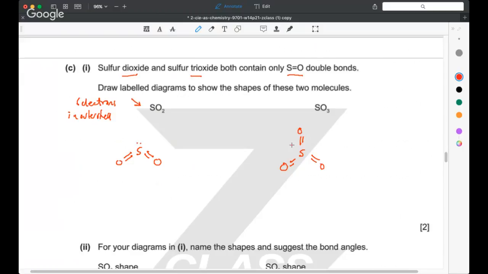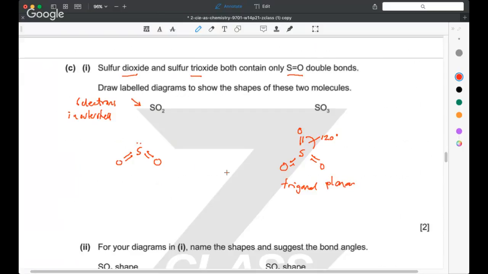the central sulfur atom has used 1, 2, 3, 4, 5, 6 of its outer shell electrons, and so there's no lone pairs of electrons on the sulfur atom in sulfur trioxide. Now, you can quite easily see there that that bond angle is going to be 120 degrees because you've just got equal repulsion between bond pair, bond pair, bond pair, bond pair, bond pair, bond pair. And so the shape there is going to be trigonal planar.